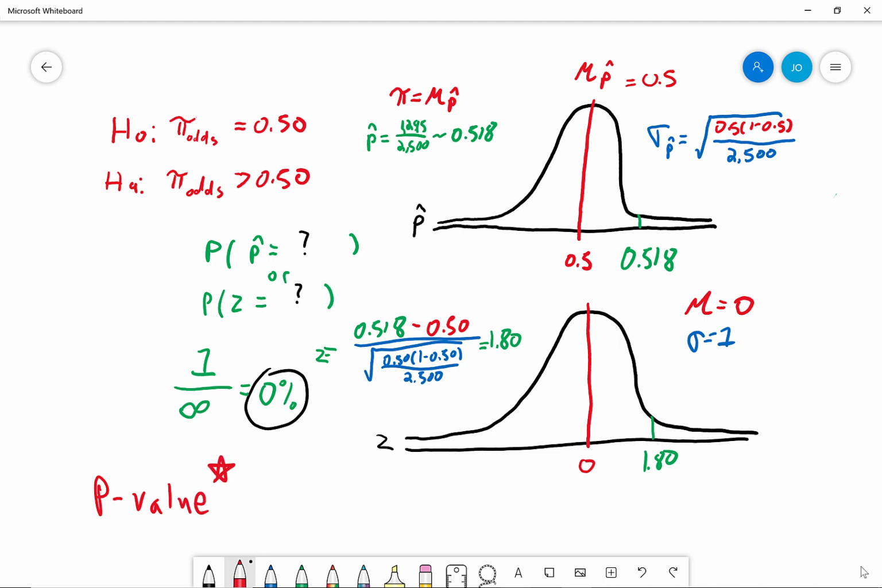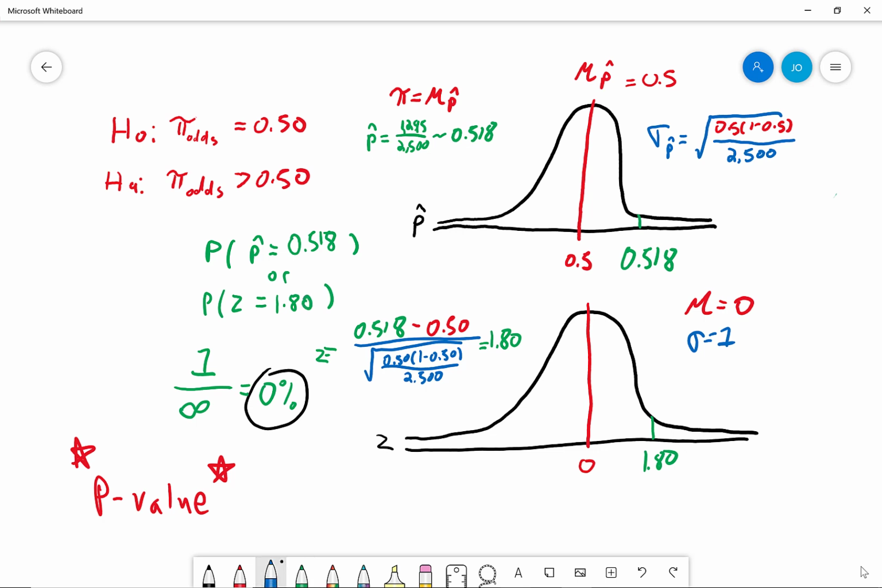And I'm going to put some stars around this. The p-value. What this does is it looks at the likelihood of obtaining this specific sample proportion or the specific z-score or more extreme values, assuming your null hypothesis is true. For instance, if we were to do this out, we received a sample proportion of 0.518 and a z-score of 1.80.